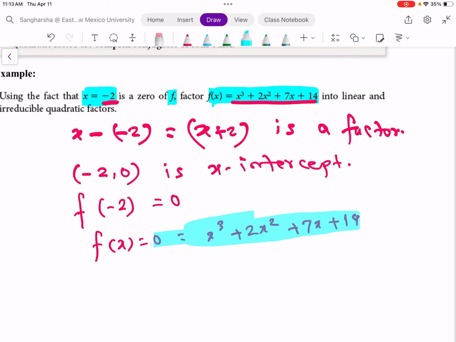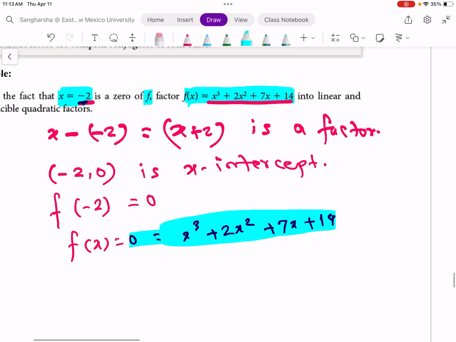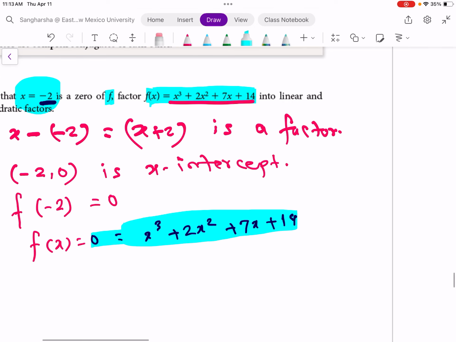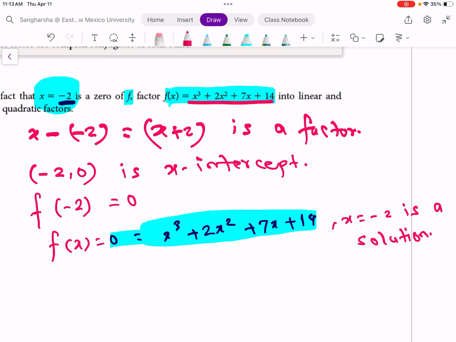So if we have this equation, what is x equals negative 2 for this equation? It is a solution for this equation. So x equals negative 2 is a solution here. We have two more solutions, but this is one solution. See, from one piece of information we can get four more pieces of information.